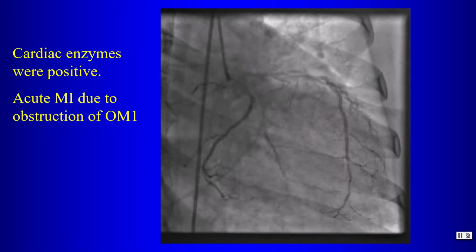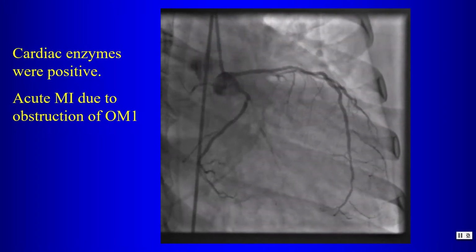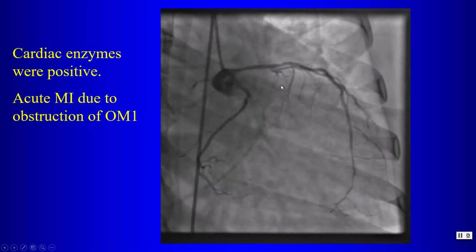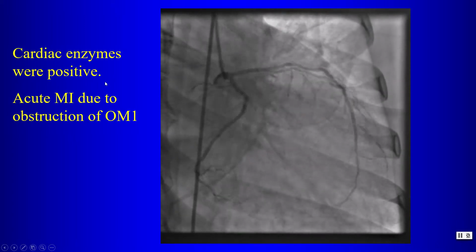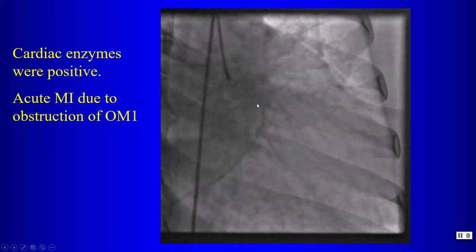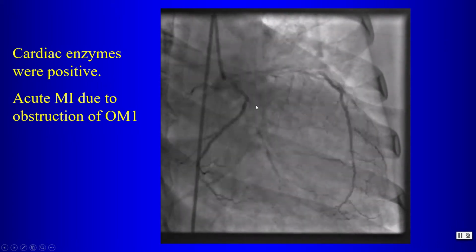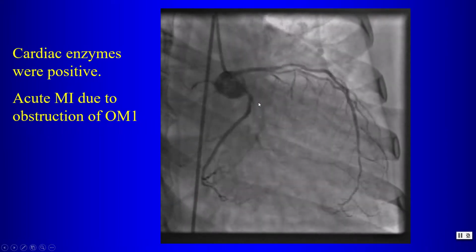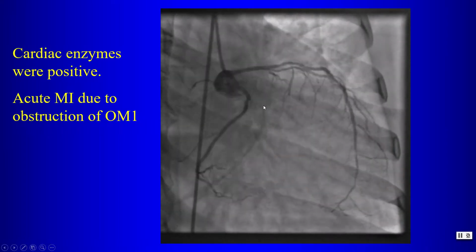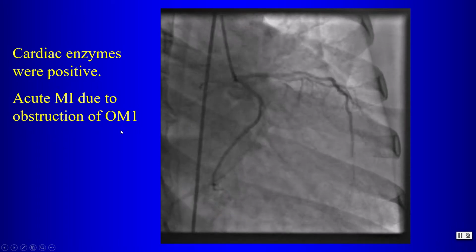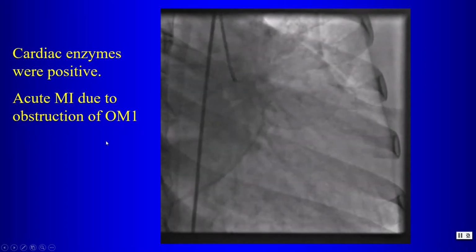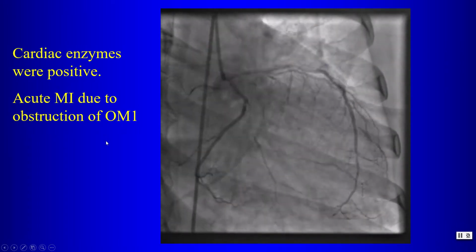And here is the coronary angiogram on this patient. The patient did have elevated enzymes, and we can see this very severe narrowing of this obtuse marginal branch coming off the left circumflex artery. So this was the culprit artery leading to this patient's acute heart failure and pulmonary edema.